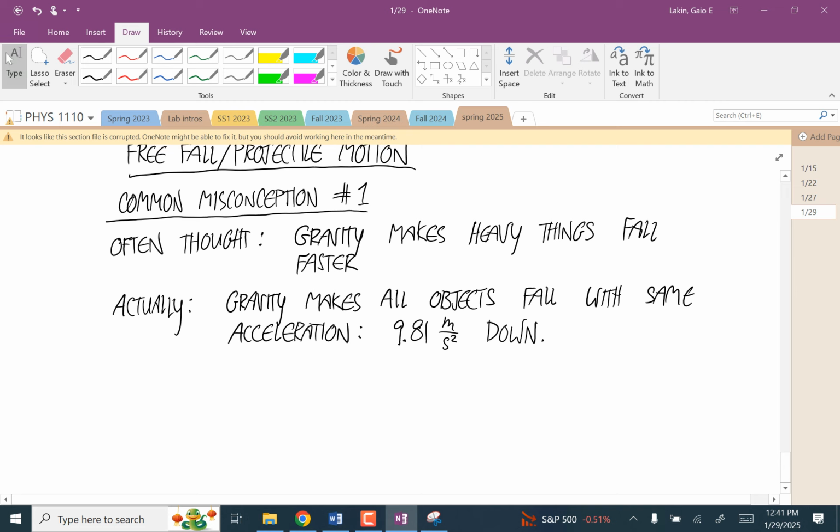That's the acceleration of objects near the surface of the Earth. And if you dropped objects on the moon, it would be different because of different gravity.